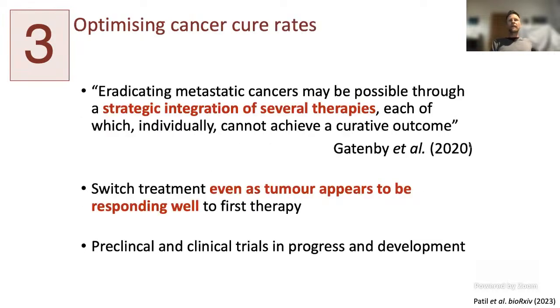So this is what Gatenby originally wrote when he proposed this idea 5 years ago: eradicating metastatic cancers may be possible through a strategic integration of several therapies, each of which individually cannot achieve a curative outcome. That is really a very nice summary of what we're trying to do here. The basic idea is you switch treatment even as the tumor appears to be responding well to the first therapy. That is what is unconventional. And there are already some preclinical and clinical trials in progress, and others that are in development that we hope to be running soon.